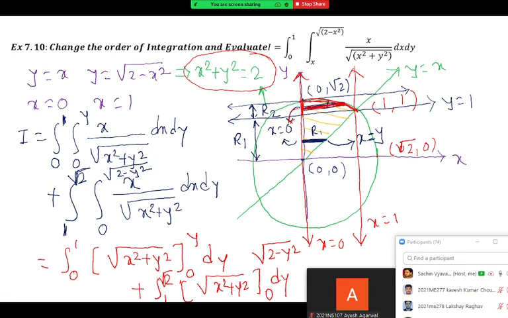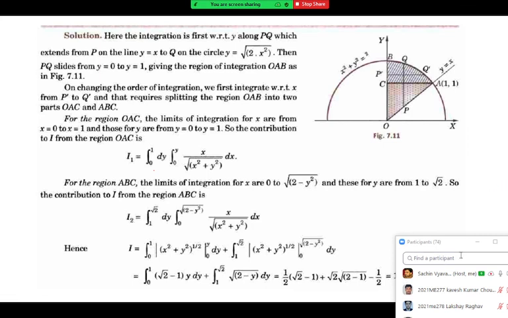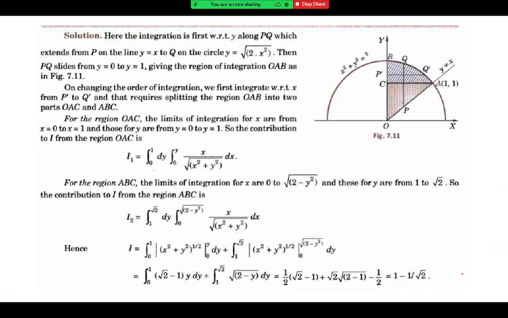Any other doubt? Anyone? So this is also a solved example, as 7.10 number is given. I will show you the answer. Anyone got the answer first? I know it is a little lengthy, so better I will show you the answer. You can cross check it later on. So the answer is 1 minus 1 upon root 2. You can write the answer in decimal also. If you have the calculator, you can find out.